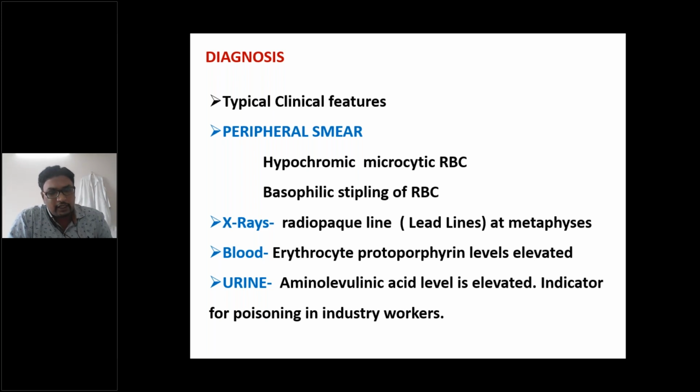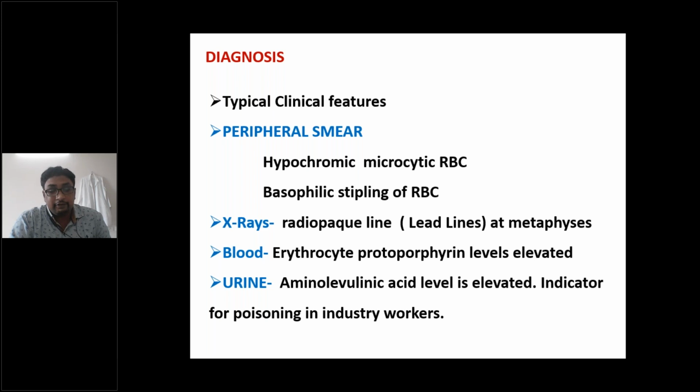We have microcytic hypochromic RBCs or anemia. And if you take X-rays of the long bones, we can have lead lines at the metaphyseal ends of the long bones. And then blood can have elevated erythrocyte protoporphyrin levels because of the inhibition of heme synthesis by the lead. And then urine can have elevated aminolevulinic acid levels, an indication of poisoning in industry workers.